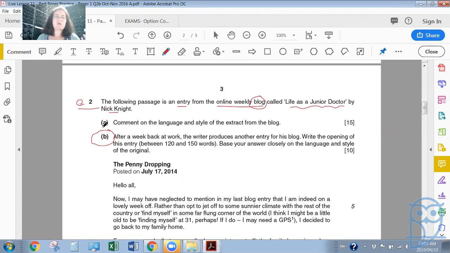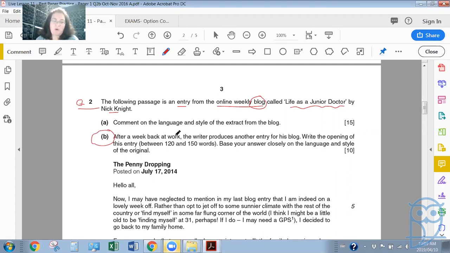So as normal, you'd have your question A, comment on the language and style of the extract from the blog. And why they put this commentary first is because it should make you more aware of the kinds of language that are being used in the extract. By doing that commentary, by analyzing things and breaking them down, you will get a better feel for how this writer writes. And in essence, that is your preparation for what you're going to be doing in the directed writing task in B. So let's see what it's all about.